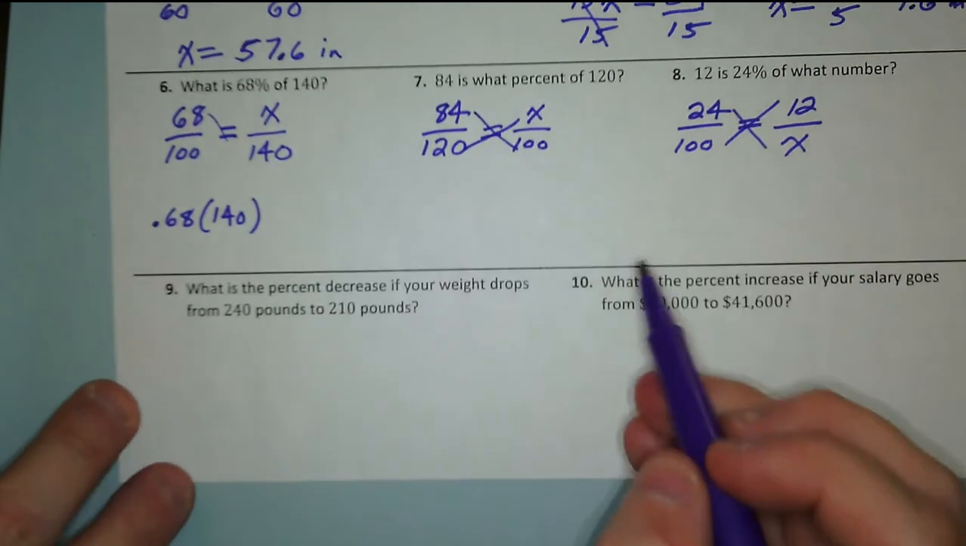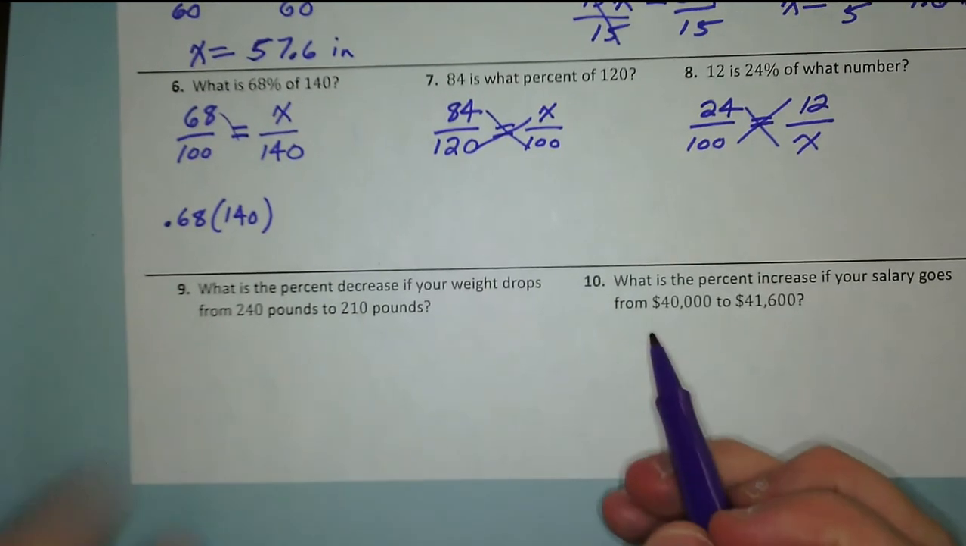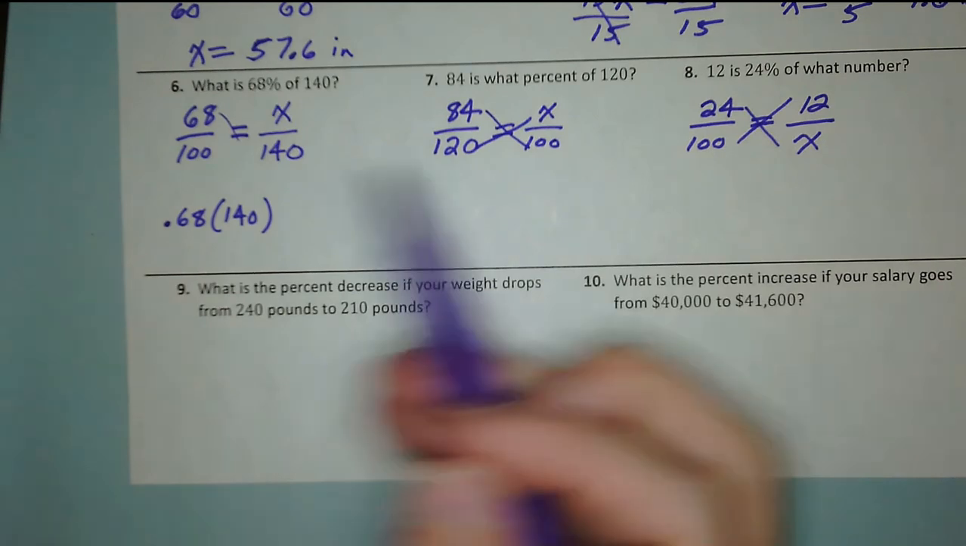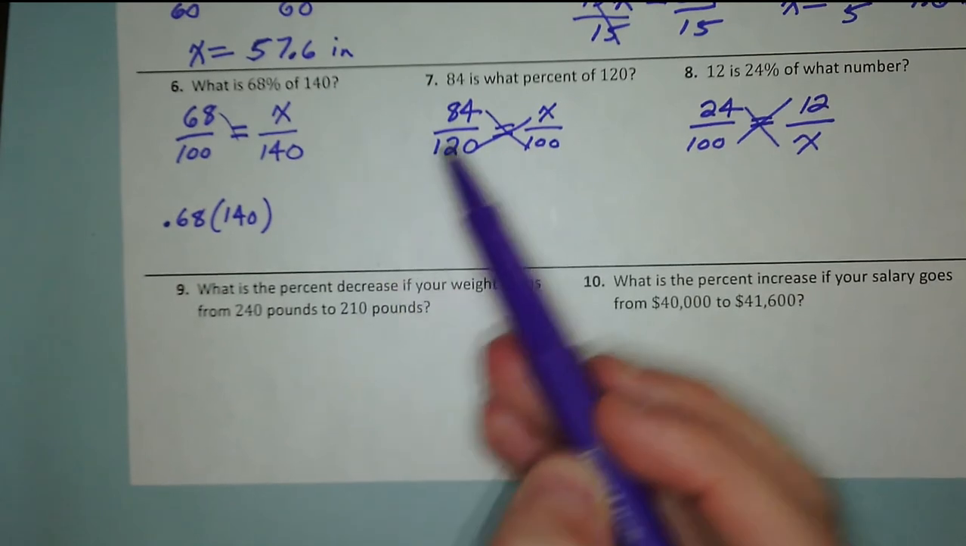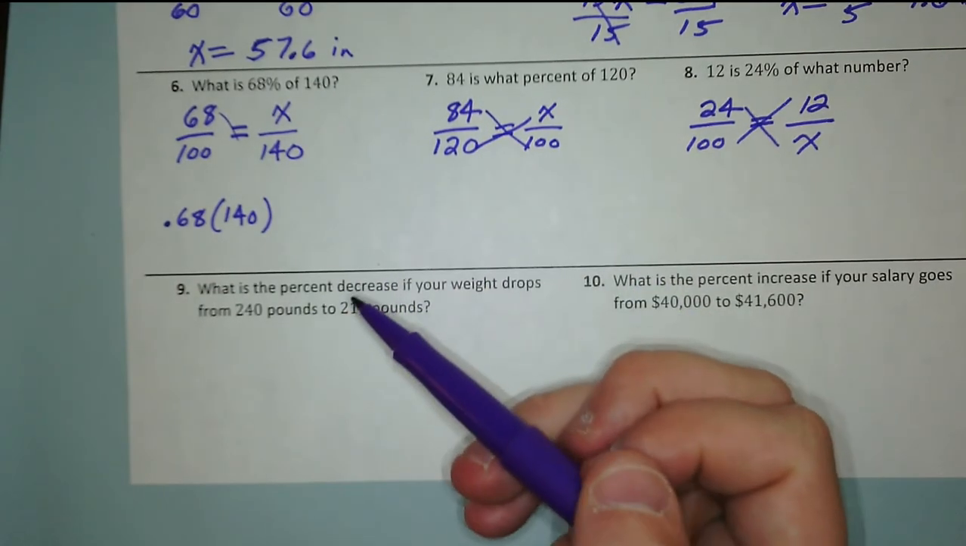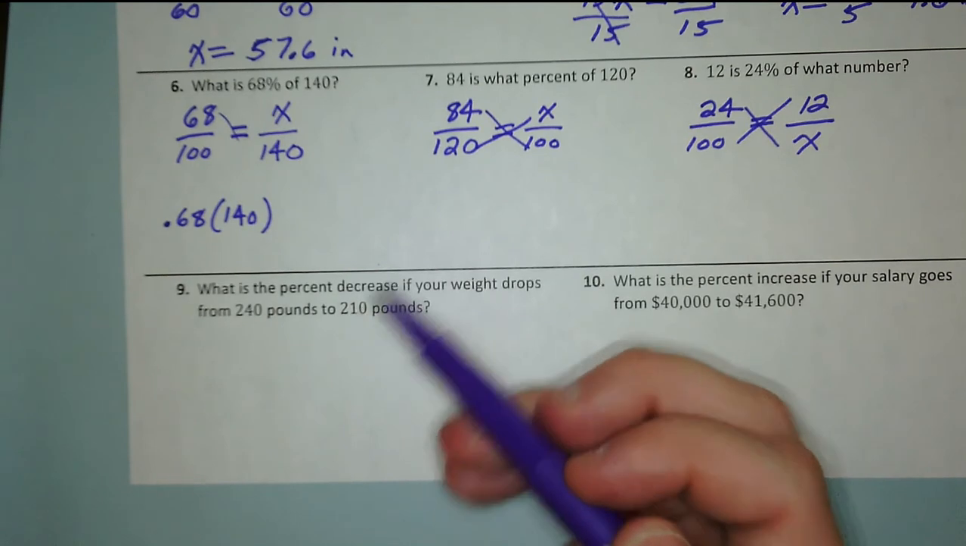Okay, and then number 10 is fairly similar. So 9 and 10, we're talking about percent change. It's taking it to another level, a bit higher difficulty. Talking about not just what is 68% of 140, or 84 out of 120 is what percent. Now we're talking about a percent change. Well, it's actually not that complicated. So here we go, let me teach you.